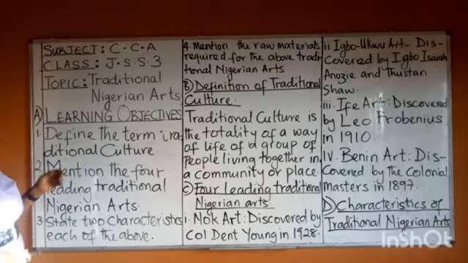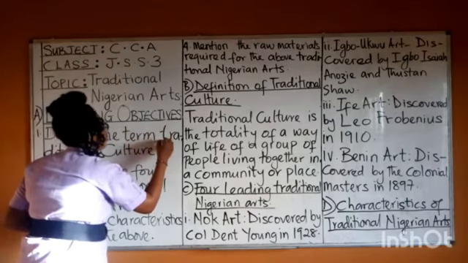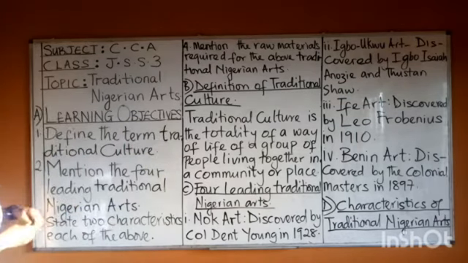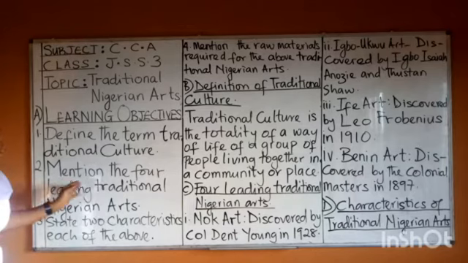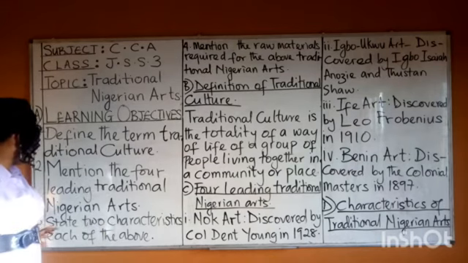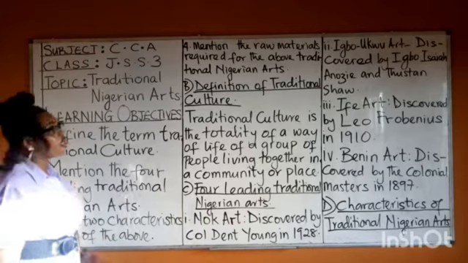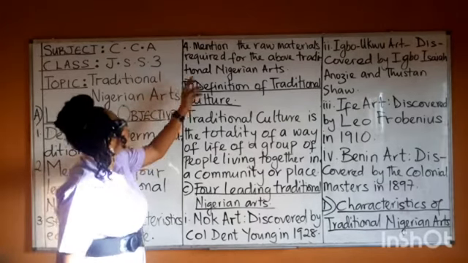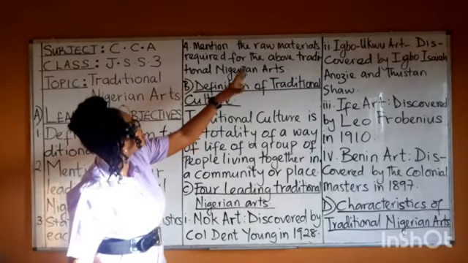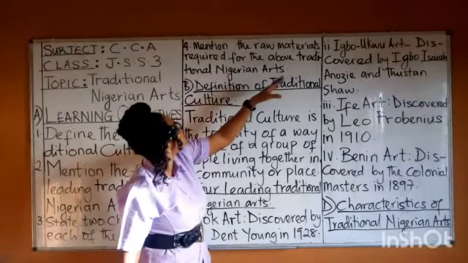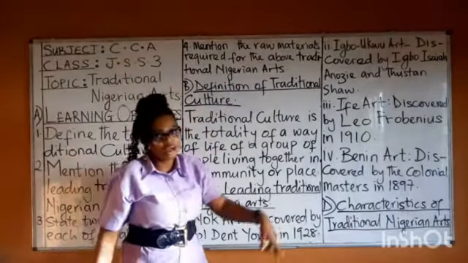Our learning objectives are: 1. Define the term traditional culture. 2. Mention the 4 leading traditional Nigerian arts. 3. State 2 characteristics each of the above. And that brings us to 4. Mention the raw materials required for the above traditional Nigerian arts.